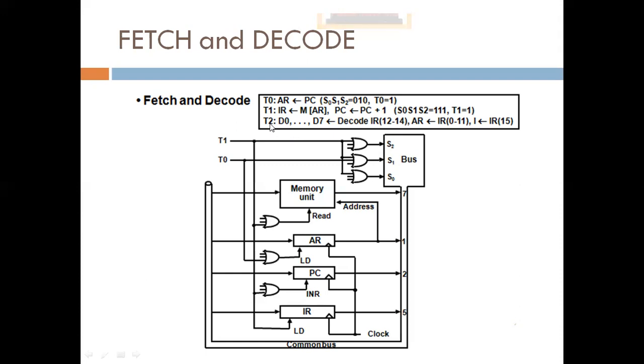Now, at the third timing slot, at the time of T2, whatever instruction is loaded into the IR is divided into 3 parts. That is called the decode. The first 12 bits, 0 to 11, are stored into the AR, bits 12, 13 and 14 are stored as D0 to D7, and the 15th bit is stored into the I.